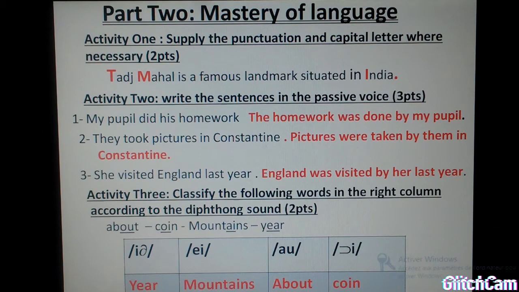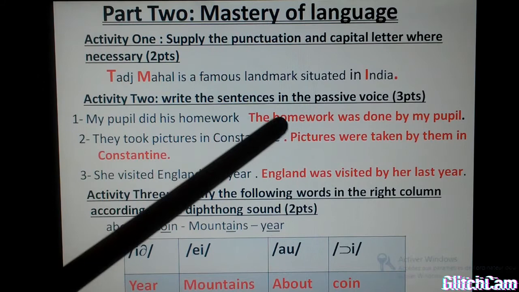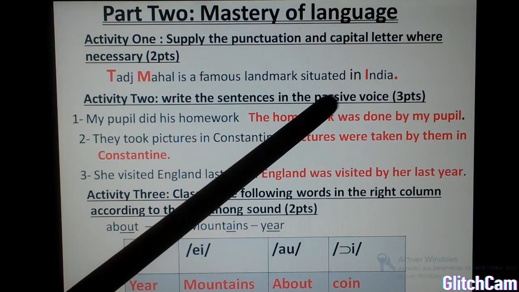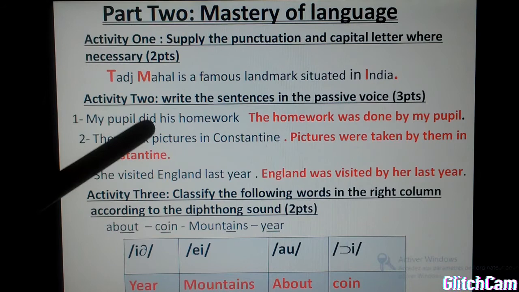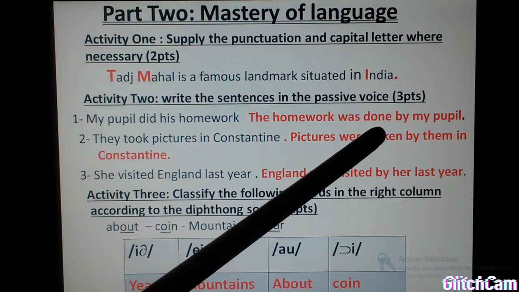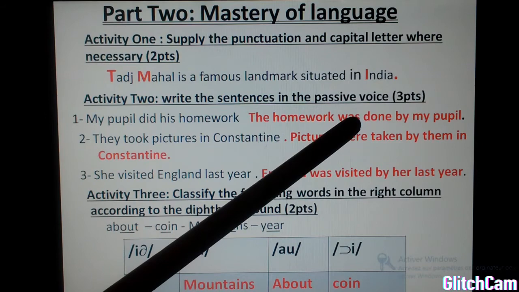So it's full stop. Activity 2, write the sentences in the passive voice. Here, my pupil did his homework. We just inverse, but we don't say his homework. Yes, because the meaning is heavy. We say the homework was done. Here did, c'est pour la troisième colonne dans le livre تاعكم, in the third column of your book. Did, le participe passé تاعها done. واش معناتها participe passé? اي verb يجي more auxiliary. L'auxiliaire تاعنا في passive voice, إما was, إما were في le passé. Donc, was done by my pupil. Of course, by, you have to add it.